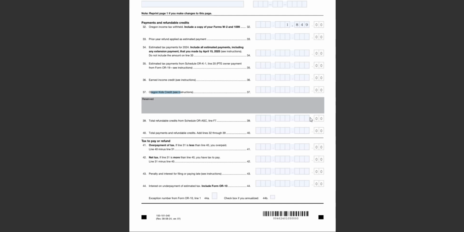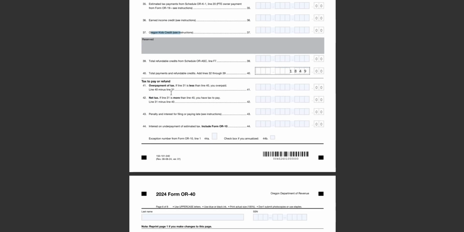Total refundable credits doesn't apply to me. Add lines 32 through 39. Mine is going to be the same situation. $1,849 is the Oregon tax withheld. I don't have any credits. And then we've got overpayment of tax or net tax. So I know that I am going to owe taxes just by looking at the figures, but let's go through line 41.